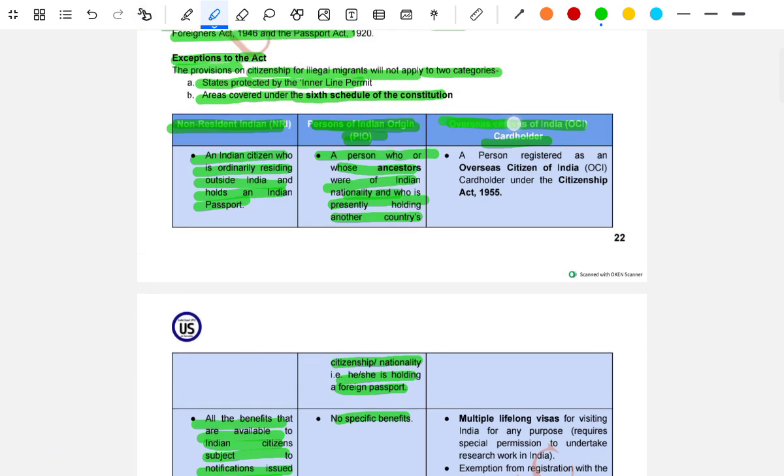The Overseas Citizen of India (OCI) card holder: a person registered as an overseas citizen of India cardholder under the Citizenship Act 1955.